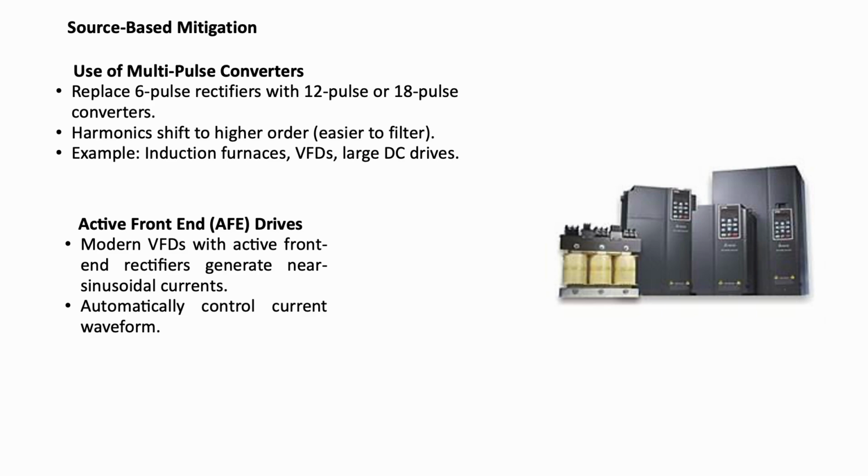Here, instead of filtering out the harmonics after they are generated, we modify the design or technology of the equipment so that it produces fewer harmonics in the first place. So the first is use of multi-pulse converters. Traditionally 6-pulse converters, which are used in most rectifiers and VFDs, are a major source of 5th and 7th harmonics. If we replace them with 12-pulse or 18-pulse converters, these harmonics shift to higher orders like 11th, 13th or beyond, which are much easier to filter and have less effect on our system.